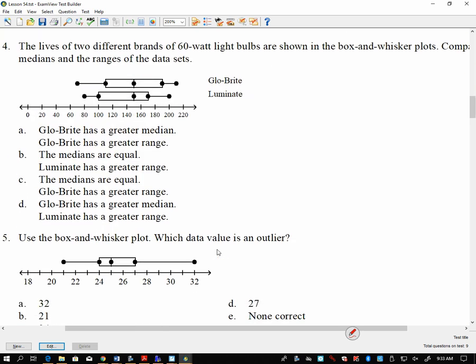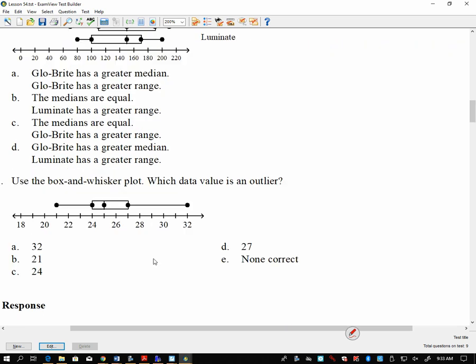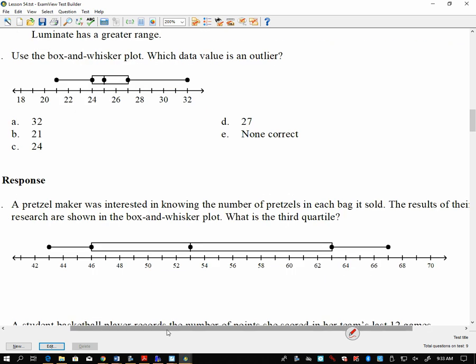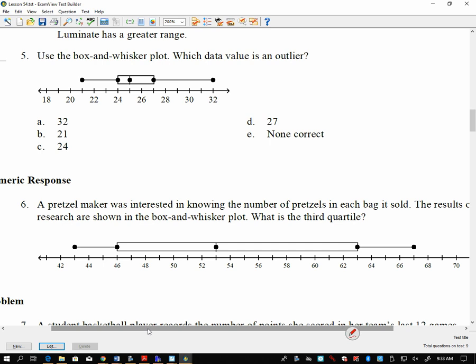Okay, go ahead. Okay, so we want to find outliers. Let's see. I want to see if we have a question because I'd like to. Okay, so let's look at question 5. Okay, which data value is an outlier? All right. Let's see. Let's try to find one.